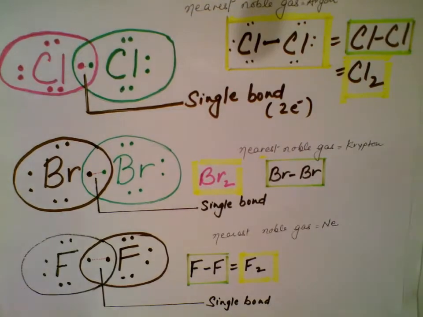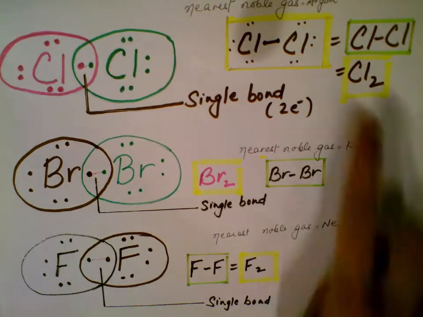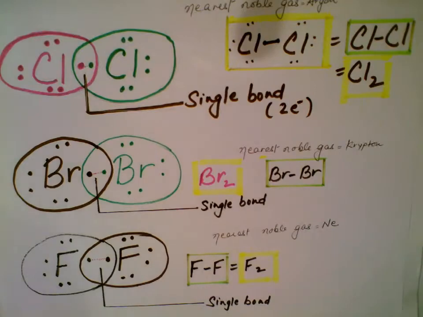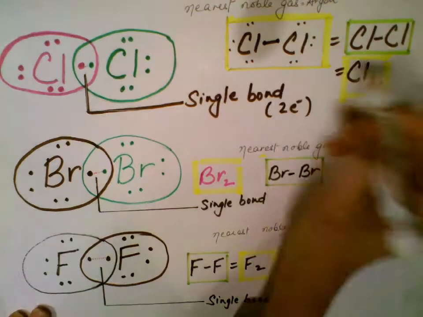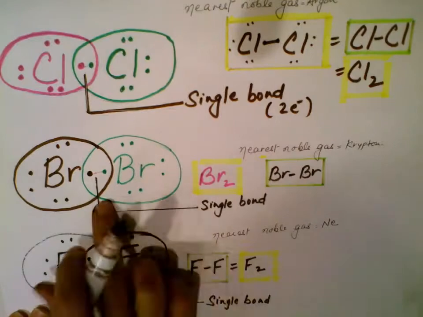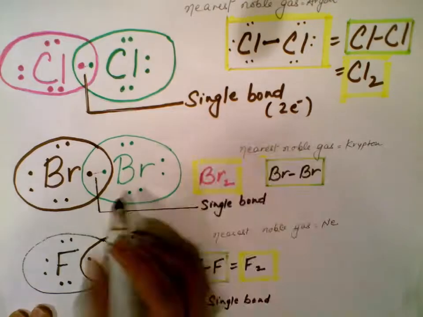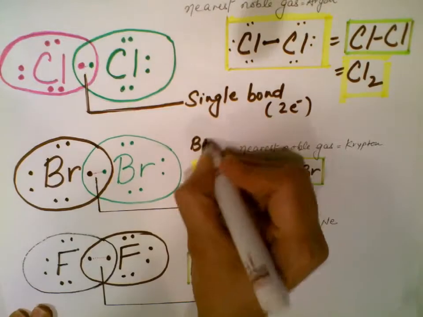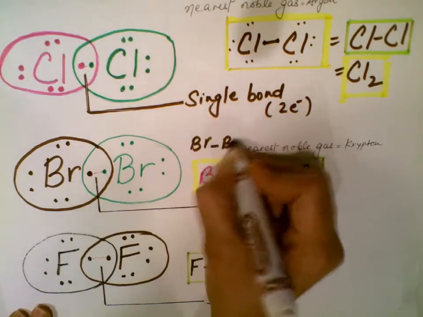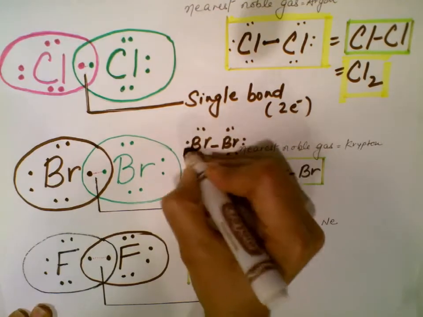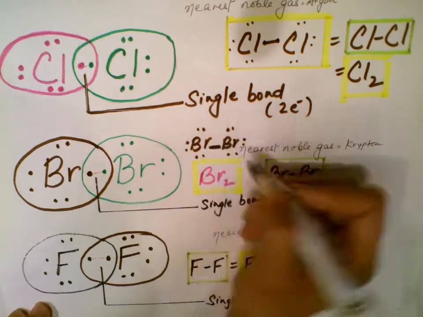I have also written here the nearest noble gas. After all, they are sharing electrons to be just like their nearest noble gas. So this one is the Lewis dot for chlorine. This is the Lewis dot for bromine. You are going to write here Br. Let me write it for you. So unbonded electrons you have to show. These are the unbonded, and in the middle that was bonded.